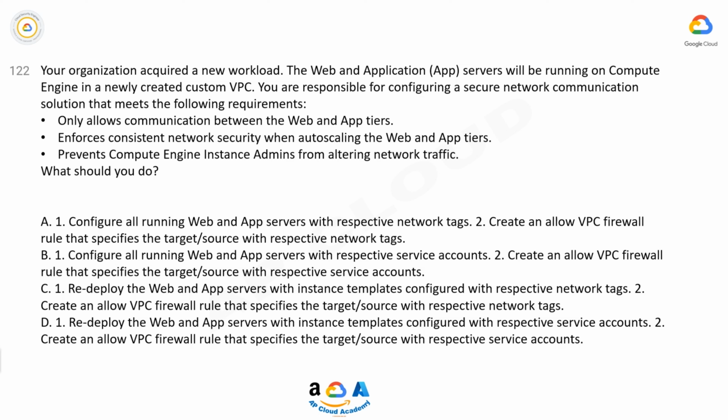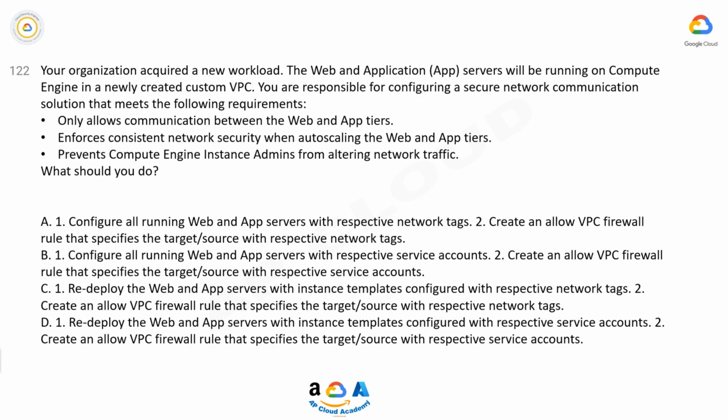A. 1. Configure all running web and app servers with respective network tags. 2. Create and allow VPC firewall rule that specifies the target/source with respective network tags. B. 1. Configure all running web and app servers with respective service accounts. 2. Create and allow VPC firewall rule that specifies the target/source with respective service accounts.